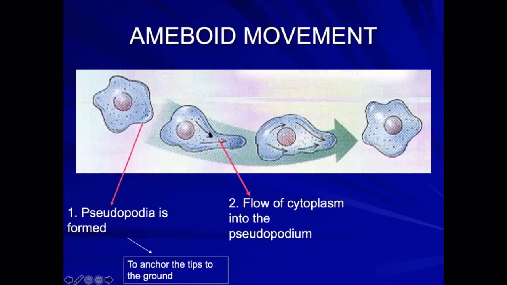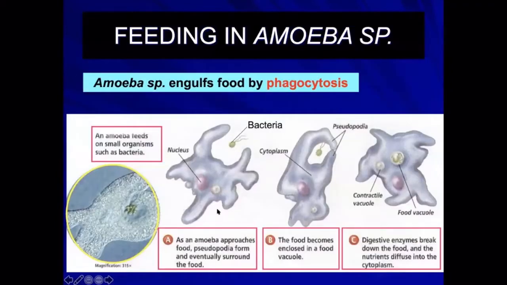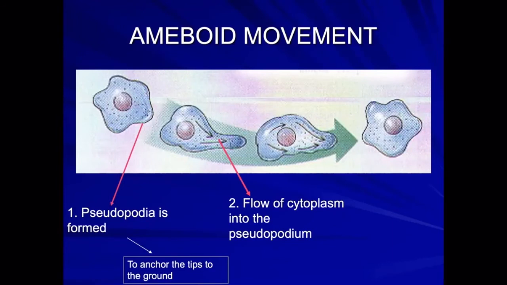Okay, so for example, if the amoeba wants to move left, it will form pseudopodia to the left. What will happen next is that the cytoplasm will move towards the pseudopodia. So sooner or later, it can move forward. Okay. And then bear in mind the function of pseudopodia is also to anchor. Anchor tu maksudnya mencengkam, okay, the tips of the ground. Okay, that's all for the locomotion.